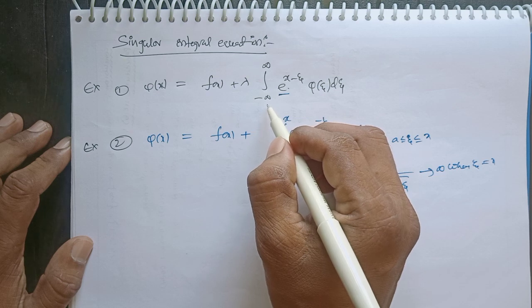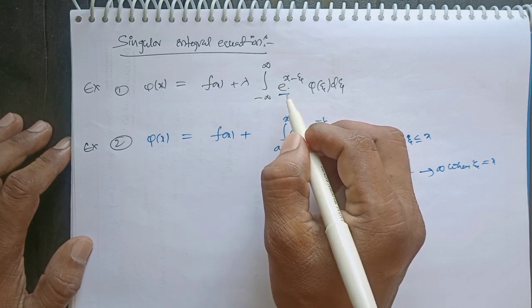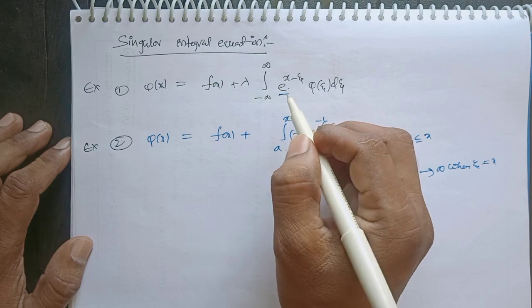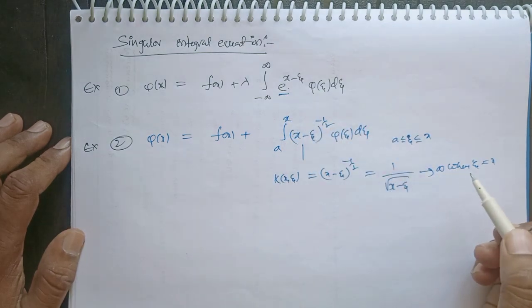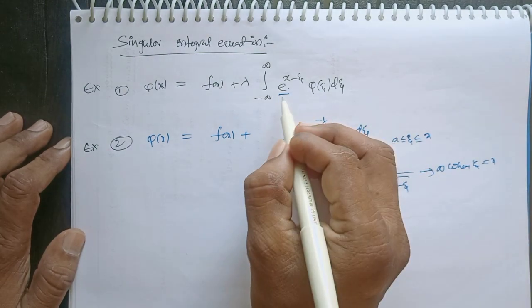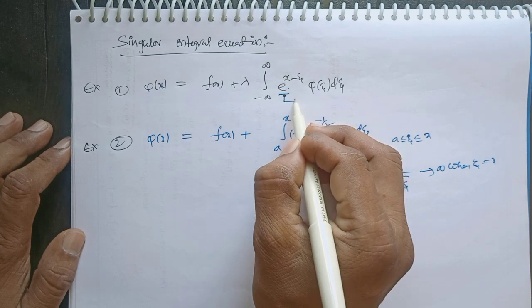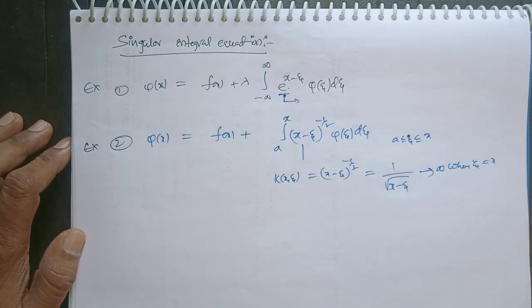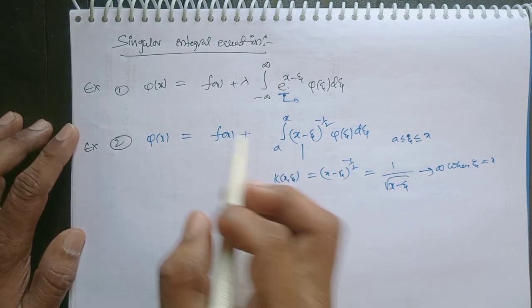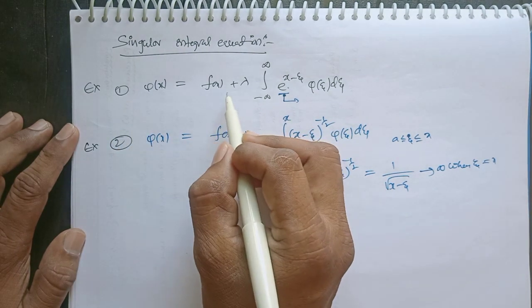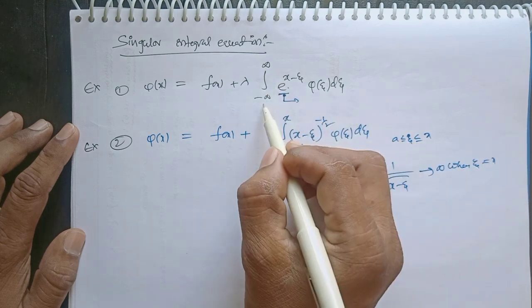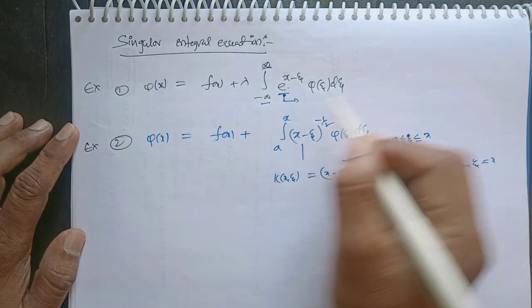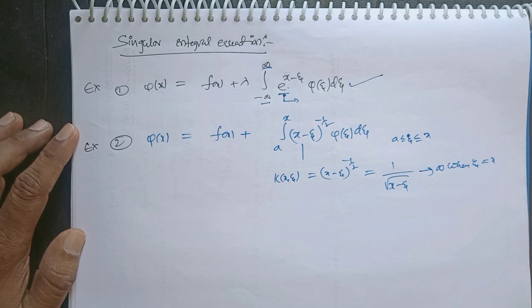Either both limits of the integration are infinity, or the kernel becomes infinity at one or more points within the region of the integration. The kernel becomes infinity at one or more points within the range of the integration. What does this mean? Suppose you see here. The first example: phi of x is equal to f of x plus lambda times this integral. Here the lower and upper limits are both infinity, so this is called a singular integral equation.